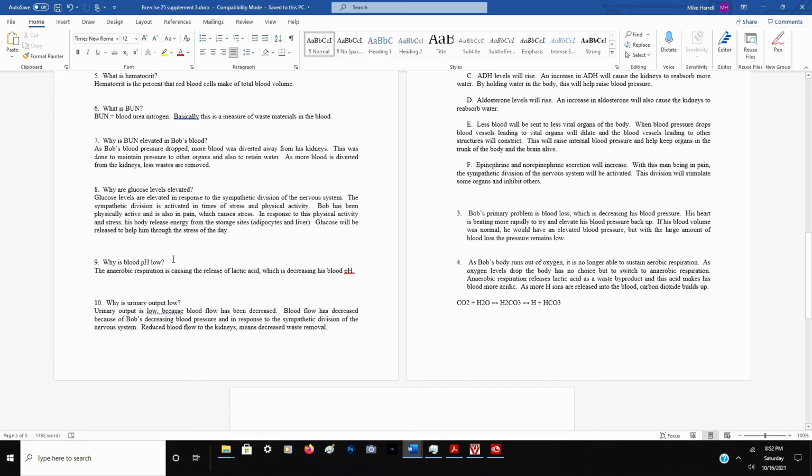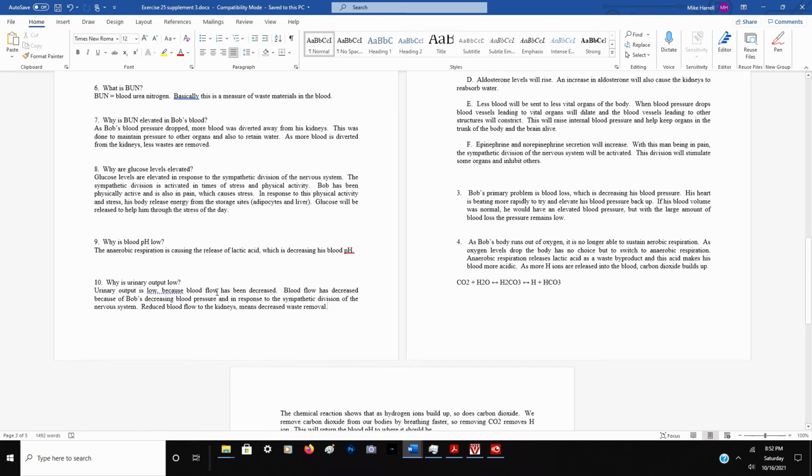Number 9, why is his blood pH low? Remember that anaerobic respiration, if your cells run out of oxygen, they can no longer go through aerobic. They don't like it, but they've got no choice but to swap to anaerobic. And again, that makes a lot of lactic acid. More hydrogen, more acid lowers the pH. Remember, that's what's called acidosis. Somebody's got too much hydrogen in their blood. The pH number's too low. However you want to look at it right there.